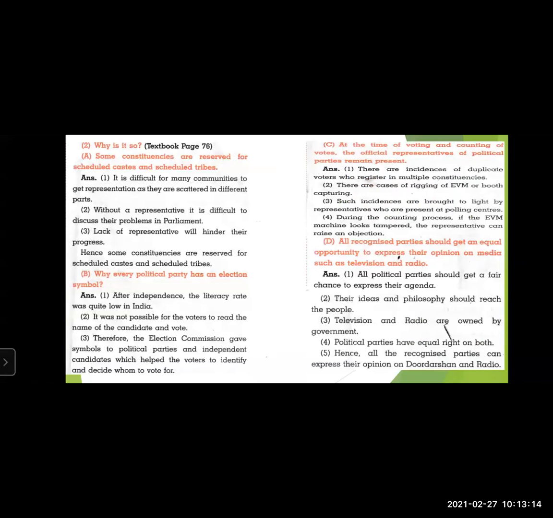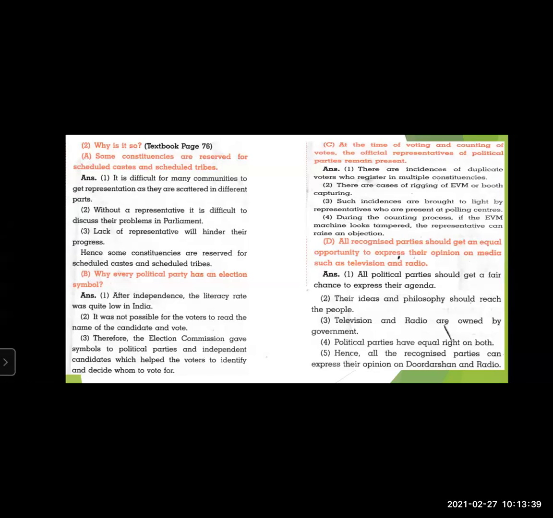Now, in your textbook, page number 76, students, there are a few questions given. Why is it so? Some constituencies are reserved for scheduled caste and scheduled tribes. Okay, so what is the answer? It is difficult for many communities to get representation as they are scattered in different parts. Okay, there are many communities in our country.